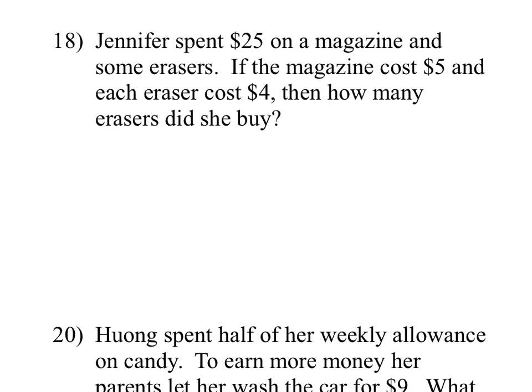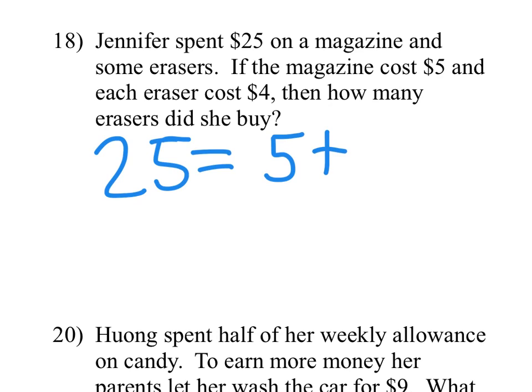Number 18, Jennifer spent $25 on a magazine and some erasers. If the magazine cost $5 and the erasers each cost $4, then how many erasers did she buy? She spent $25 in total. So this is 25 equals. We now have to figure out how much each thing cost. If the magazine cost $5, that's one magazine. So that $5 is going to happen just one time. And each eraser cost $4. We're going to add on more, but we don't know how many erasers. So it's going to be 4 for each eraser and X representing how many erasers.